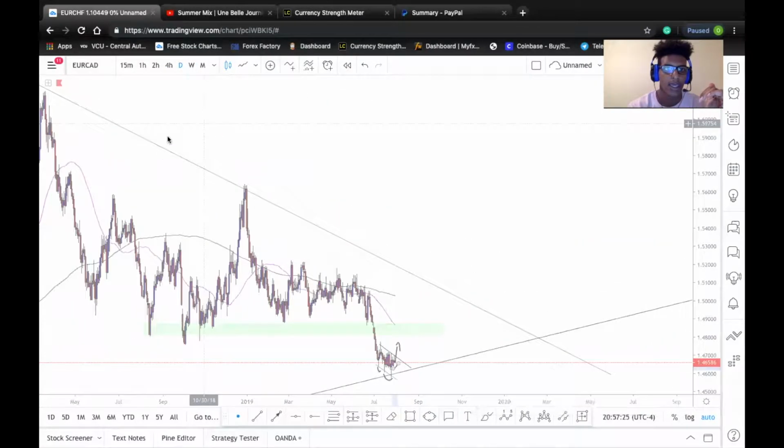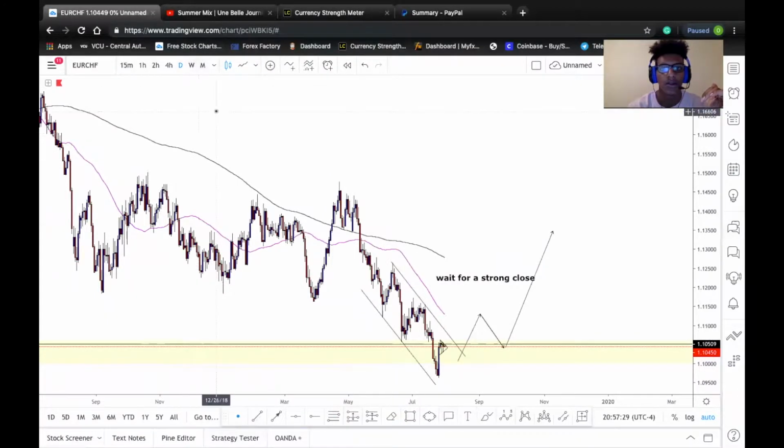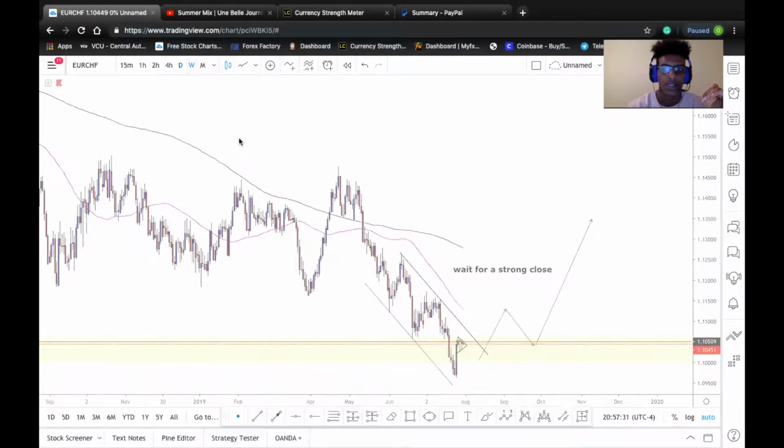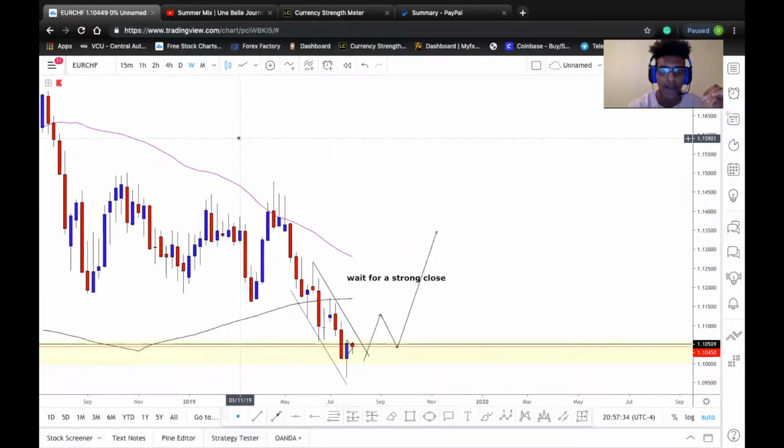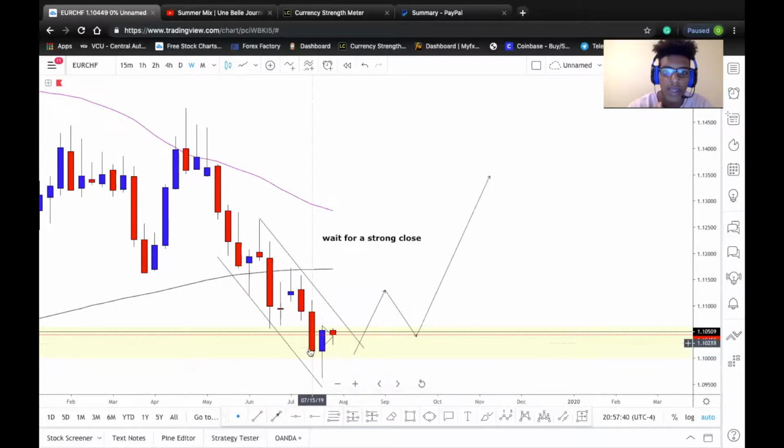EURCHF. We believe this is due for some correction. Just simply going off a higher time frame, you guys can see we had a strong wick rejection, a strong hammer that closed right next to where our last weekly close was.